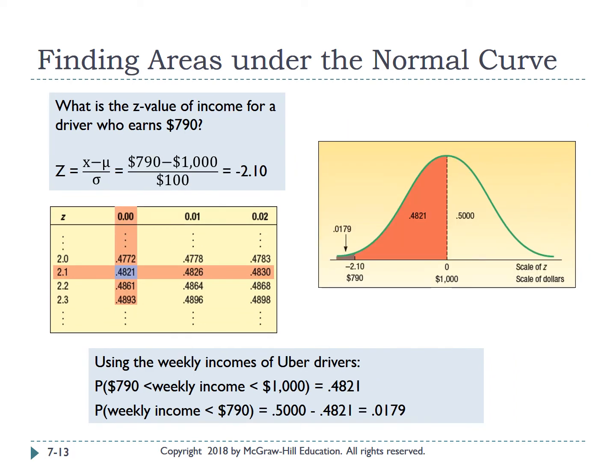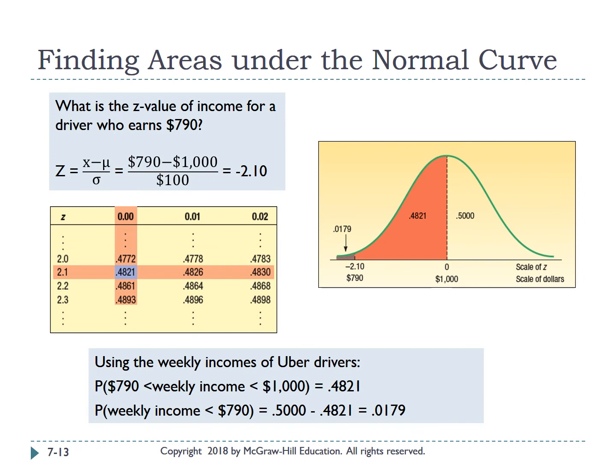Finding areas under the normal curve. What is the Z value of income for a driver who earns $790? Start with the formula of Z. Z equals X minus mu divided by sigma. Substitute the values: $790 minus $1,000 divided by $100, which is minus 2.1.